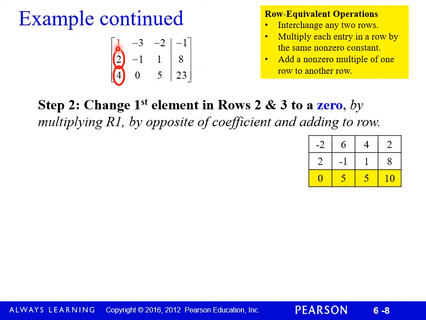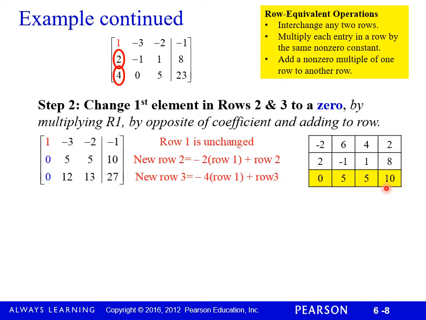So notice if we multiply, the opposite of 2 is -2. We're going to multiply the row with the 1 in that same column position. So -2 times 1 is -2. -2 times -3 is 6. -2 times -2 is +4, and -2 times -1 is +2. So this is -2 times row 1, and then we're going to add it to row 2. Our row 2 is 2, negative 1, 1, 8. When we add these numbers down, we get 0, 5, 5, and 10. And this gives us our new row 2.